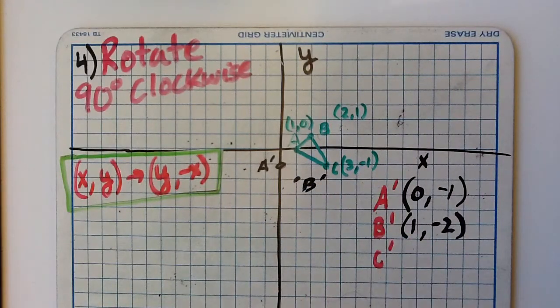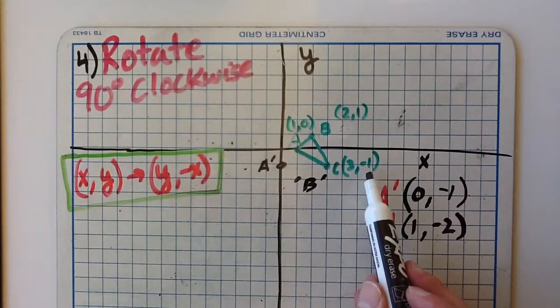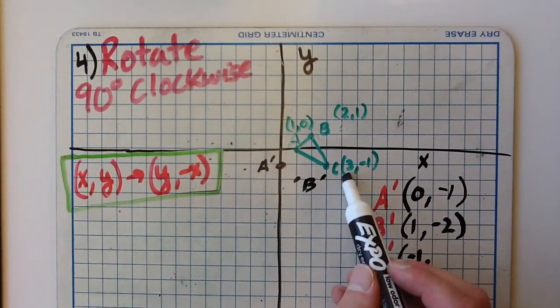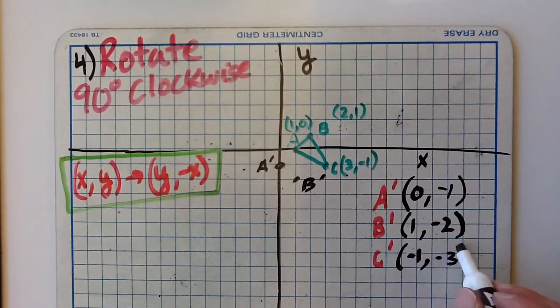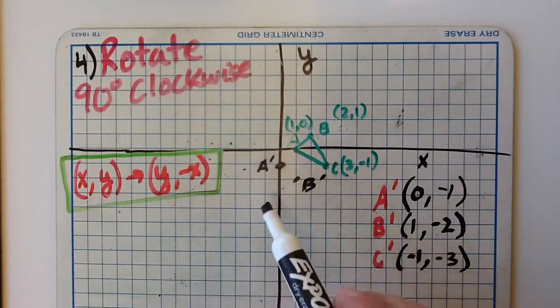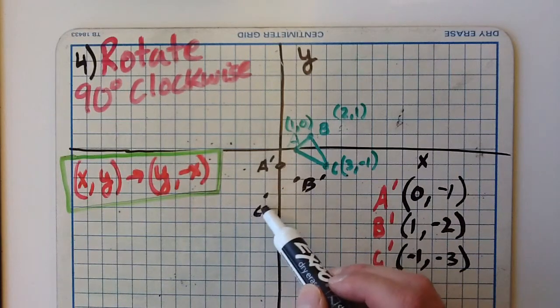C is at 3, negative 1. So I'm going to put the Y coordinate first, that's negative 1, and take the opposite of the X coordinate. So the opposite of 3 is negative 3. So C prime is at negative 1, negative 3. Negative 1, down 3, C prime.